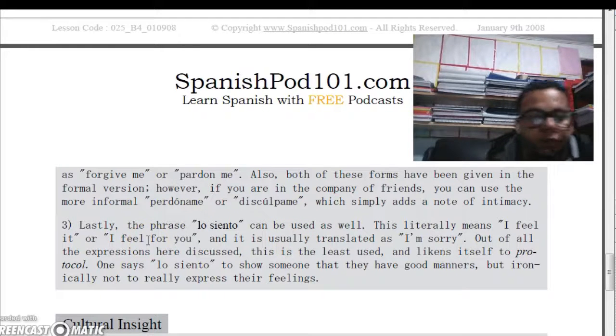Lastly, the phrase lo siento can be used as well. This literally means I feel it or I feel for you, and it is usually translated as I'm sorry. Out of the expressions discussed here, this is the least used and lends itself to protocol. One says lo siento to show someone that they have good manners, but ironically not to really express their feelings.